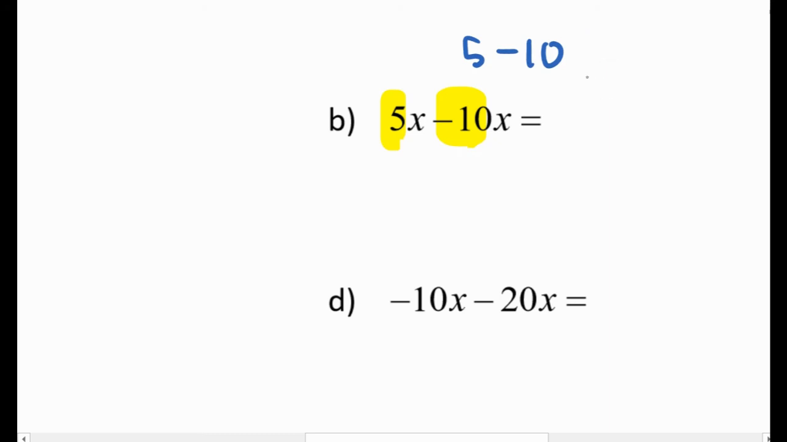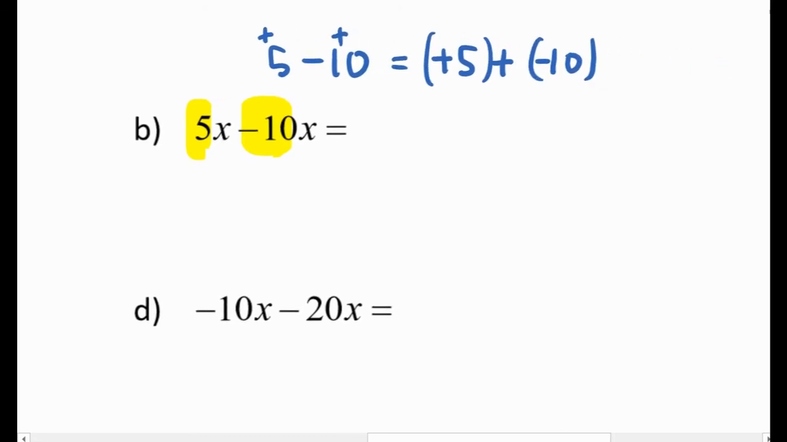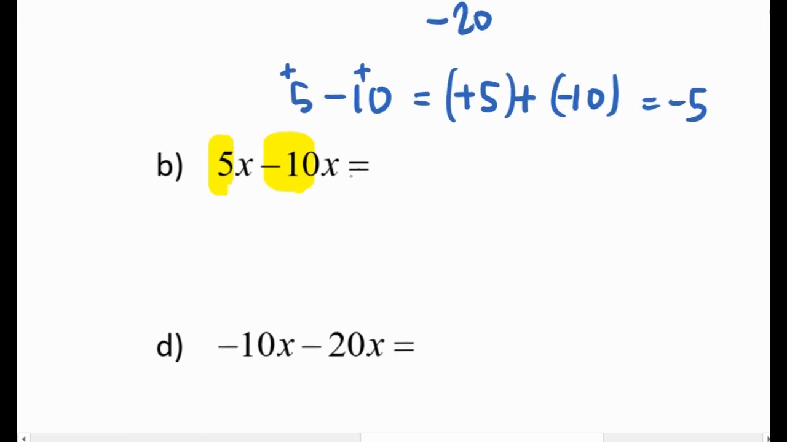5 minus 10 is, keep the first number. So the sign of 5 is positive. The sign of 10 is positive. So keep the first number, change the middle, and change the second number. So 5 plus negative 10 is negative 5. All right? So the answer will be negative 5x.